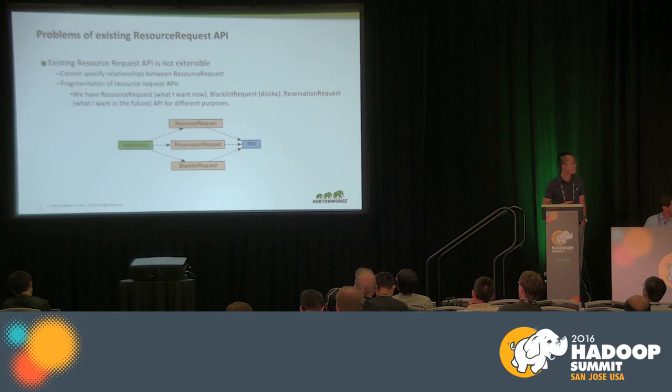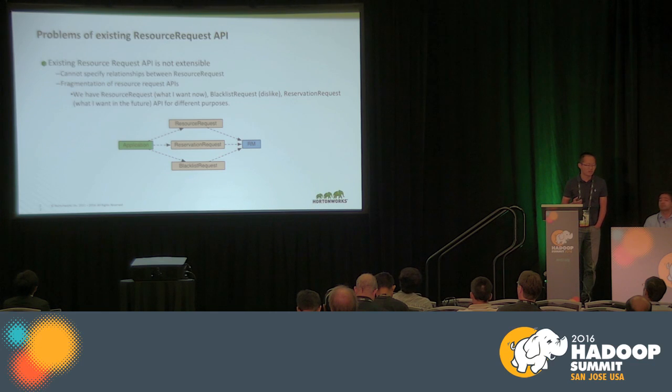Yeah, there are some problems with the existing resource request API in YARN. The biggest problem is that it is not extensible enough. For example, we cannot specify the relationships between resource requests. Currently, resource requests in YARN are grouped by priorities, and there's no connection between them. For example, I cannot say I want a resource that satisfies both of the resource requests, or I cannot say I don't want this resource request.